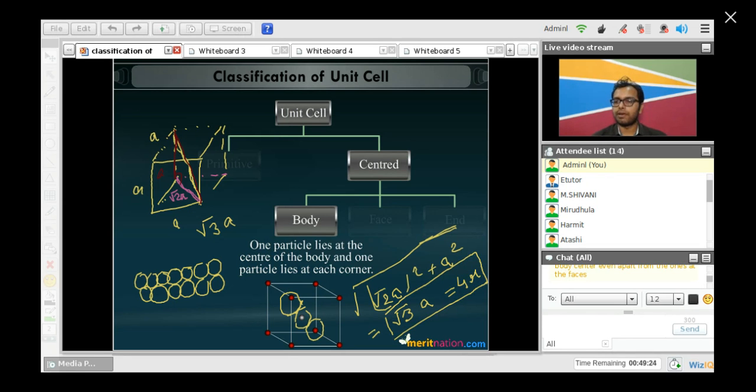Does in face center one particle lie at the body center even apart from the ones at the faces? No. In case of face center, you will always find one particle at the face centers only, right? So there is no particle at the body center.